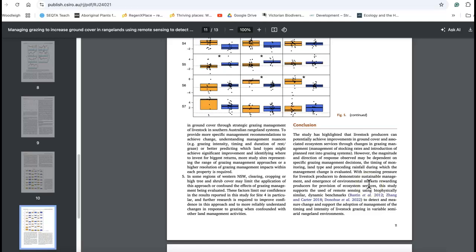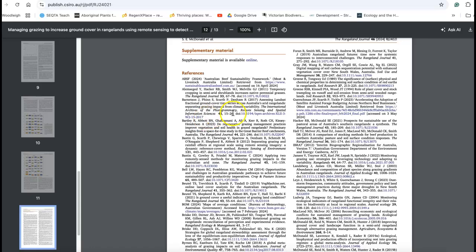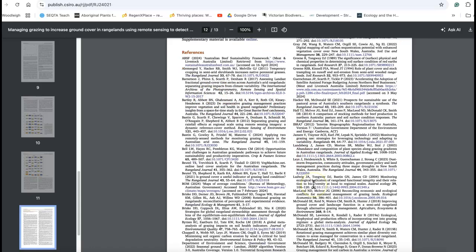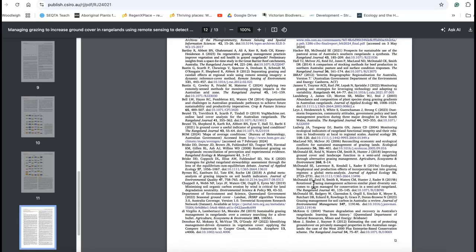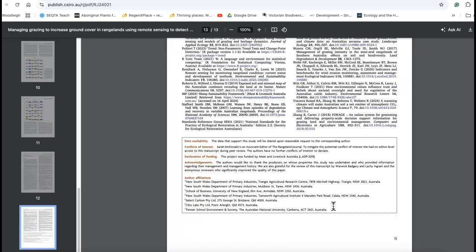Conclusion. The study has highlighted that livestock producers can potentially achieve improvements in ground cover and associated ecosystem services through changes in grazing management. This is what I wanted. Okay, this is good. So now flick down and look at references, looking for other articles that might be of value. Quick little flick, looking for leading authors in the area. Can I find any of those? And then I can go searching for some of the other papers. So yeah, okay, this one's interesting. I might keep this one. That means I go back and read it.